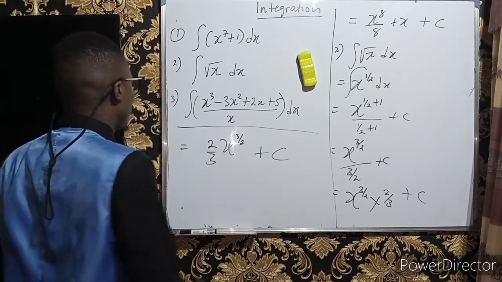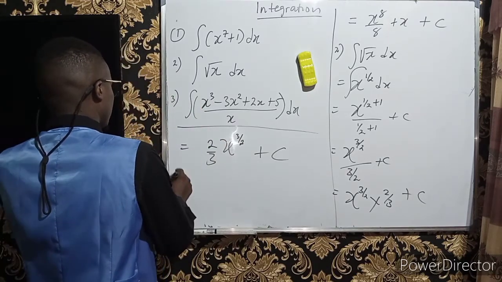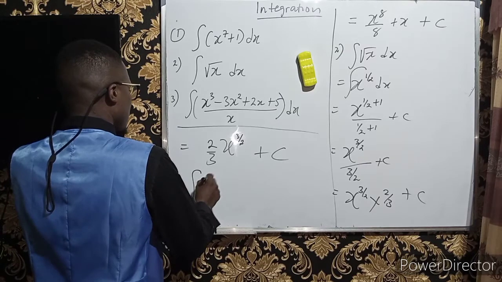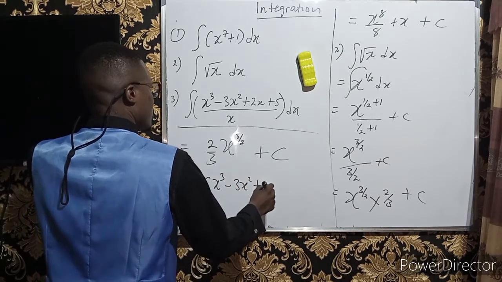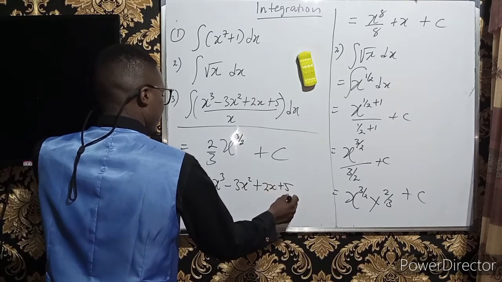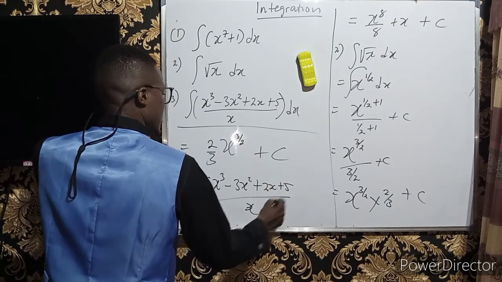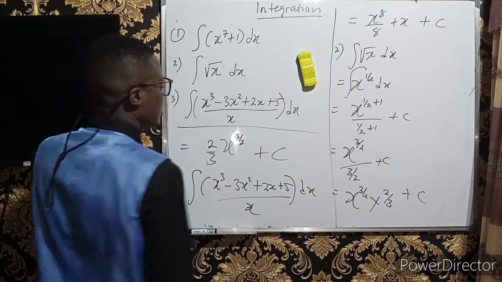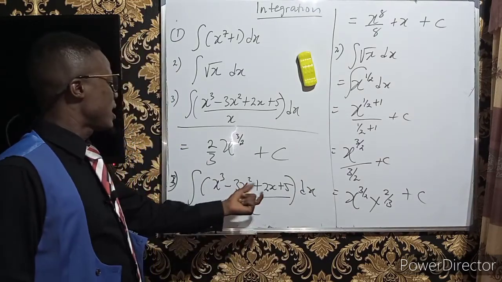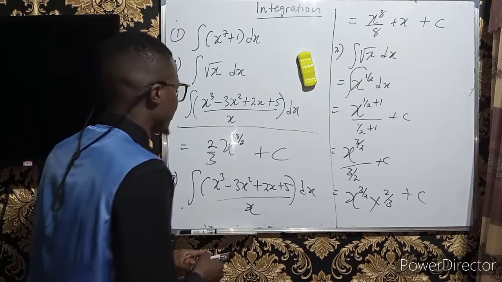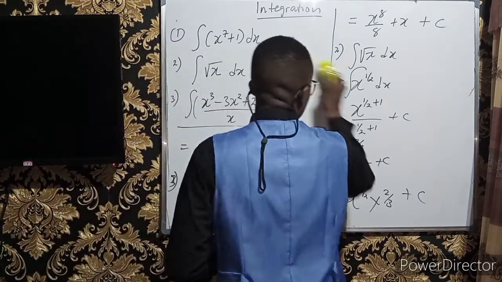Now, lastly, we have the third question as the integral of x cubed minus 3x squared plus 2x plus 5 all over x, then dx. Now, because we are seeing over x here, the first step to take here is to divide everything here by x. So I will erase here.